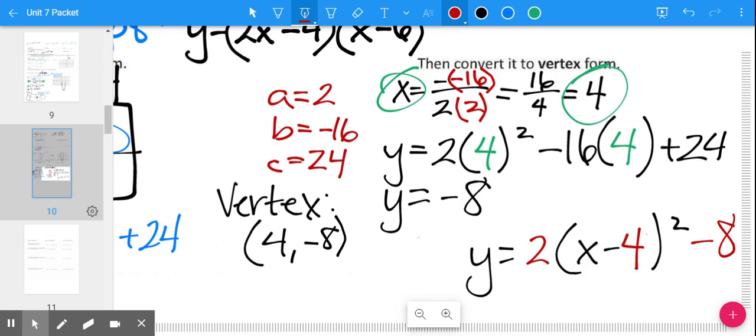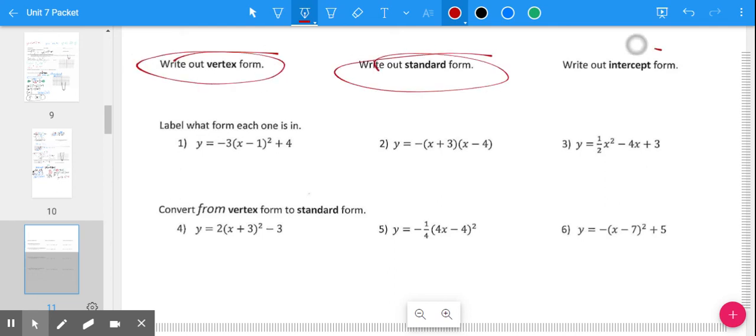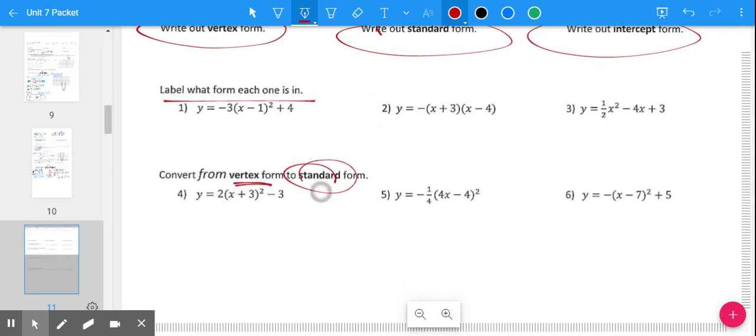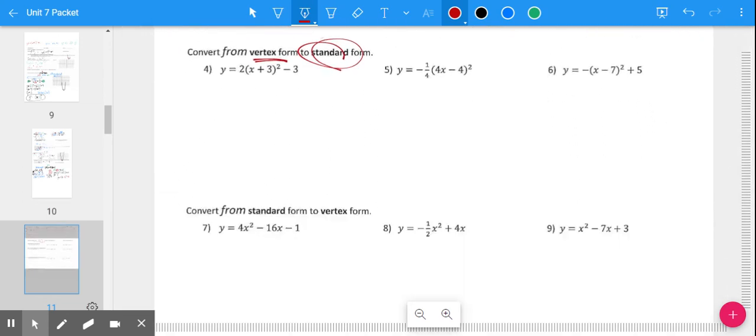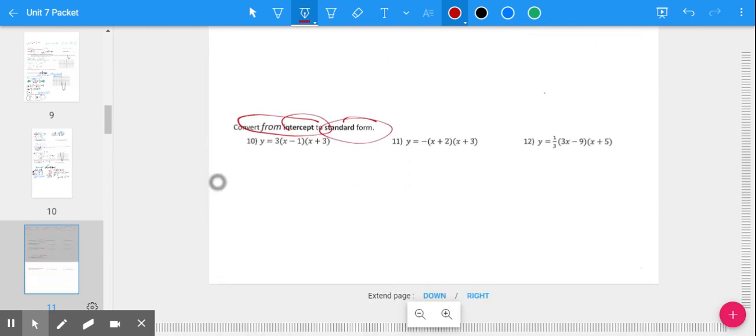So I want you guys to use the next page as a work session. It's basically doing the exact same thing and tying the rest of the unit together. So at the very top, you are simply writing out each form of the equation, just like we did at the very first of this worksheet. And then you are identifying which form each of those are in. You are going from vertex to standard form in these, from standard to vertex in the next set, and then from intercept to standard in the next section. So make sure you get this done. Check your work on Canvas later.